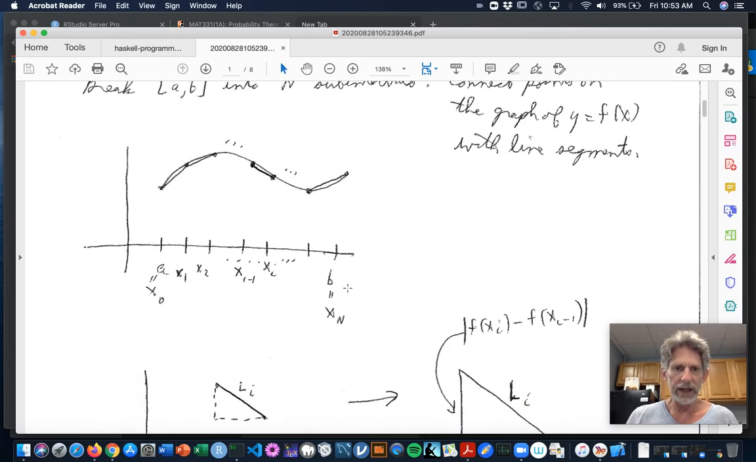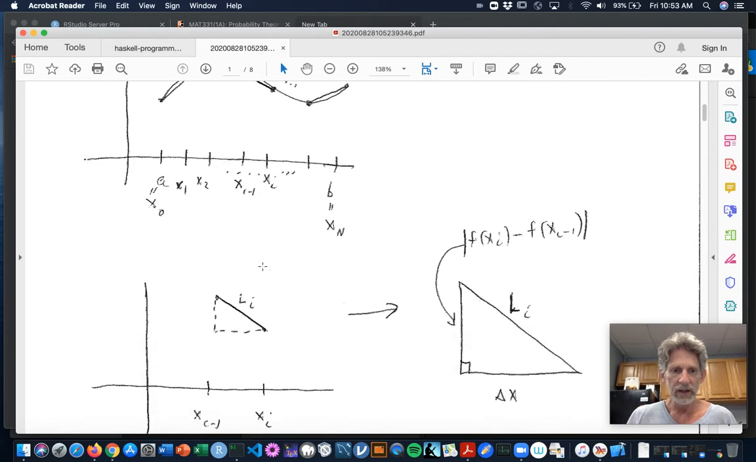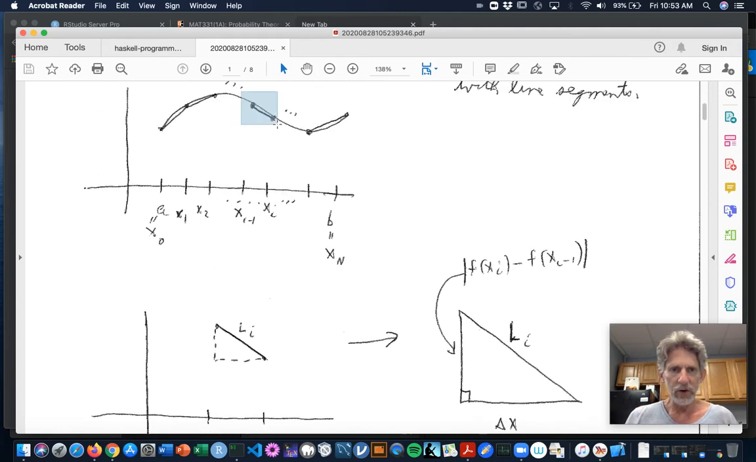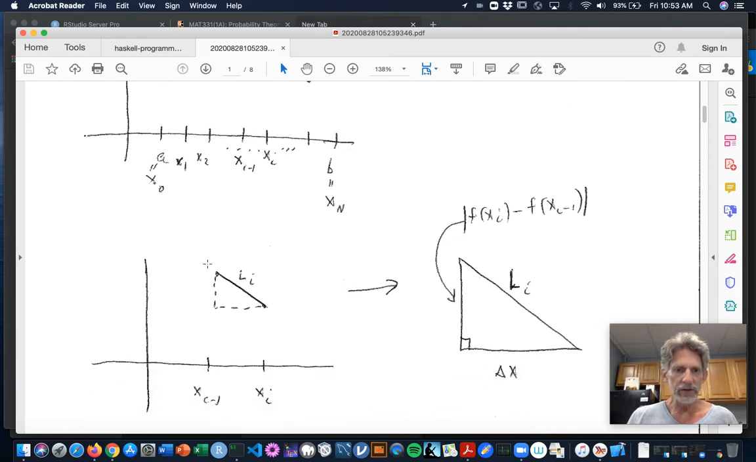We need to zoom in on one of these little segments and analyze it. So I'm going to zoom in on the segment that's over the x_{i-1} to x_i interval. So here I've zoomed in on that segment, okay? And in my example, it was a falling segment, but it could have been a rising segment as well. So here's this falling segment, and I'm going to say L_i is the length of that segment, the length of the ith segment.